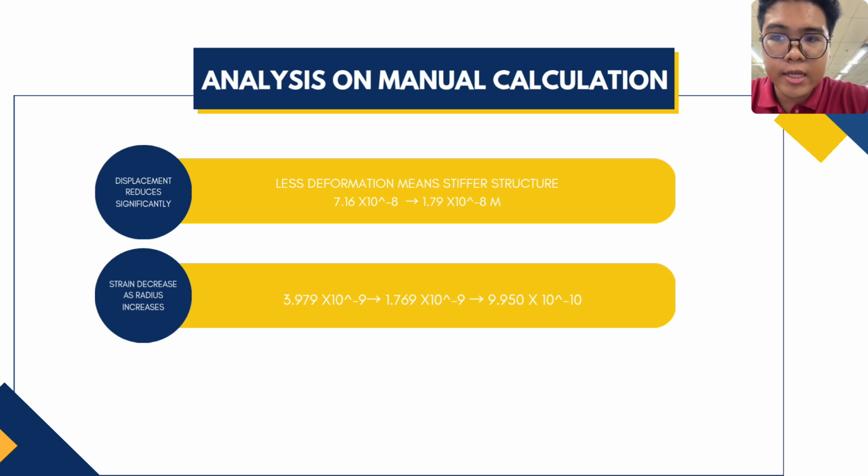Last but not least, displacement is reduced significantly. This can be seen in the values going from 7.16 to the power of -8 down to 1.79 to the power of -8. This value indicates that less deformation is equivalent to a stiffer structure.